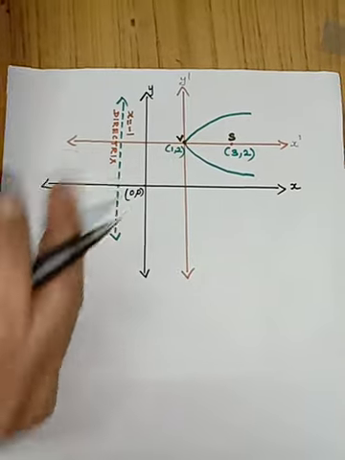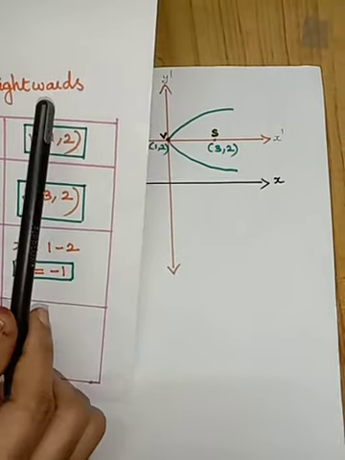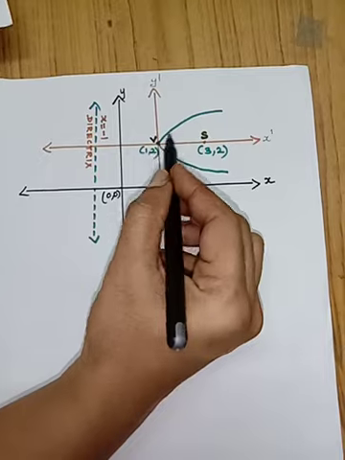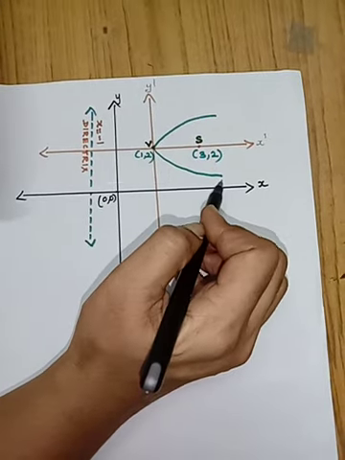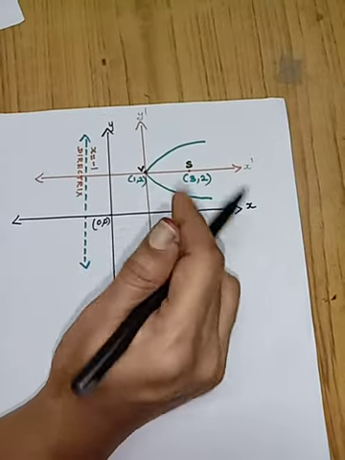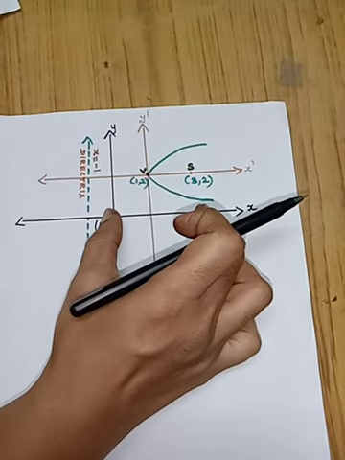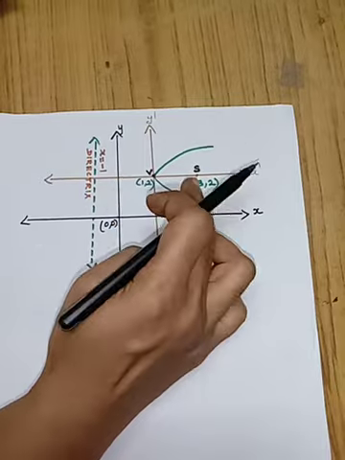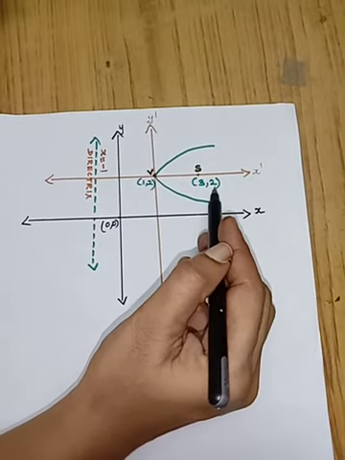Okay, so what type of parabola? It opens rightwards. So I have drawn the parabola which opens rightwards, and mark the focus. What is the focus? 3 comma 2. This is 1 comma 2. So on the x-axis 3 units I have taken, on the y-axis 2 units. So the focus will be 3 comma 2.